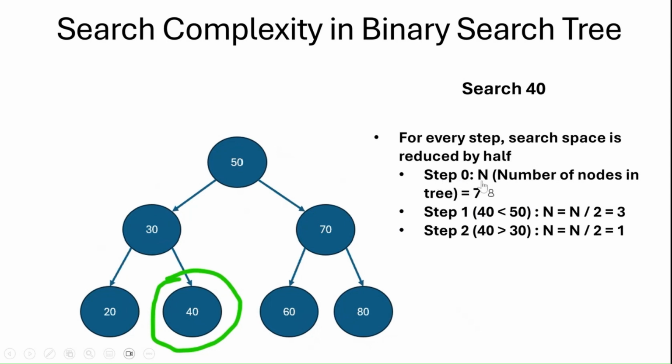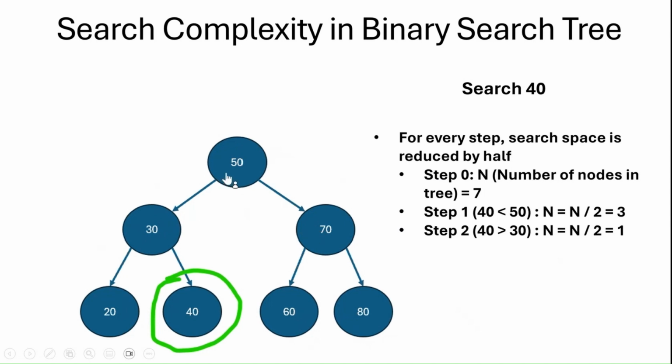And for step 0, we started with all nodes of the tree. Once we check the value which we are trying to search with the node value, we see that we just need to go on to the left side. So we reduce the search space n by 2, which is 7 by 2 equal to 3. In the next step, we check 40 is greater than 30. So we just need to go on to the right side. So we again divided the search space, n was 3, so 3 divided by 2 equal to 1.